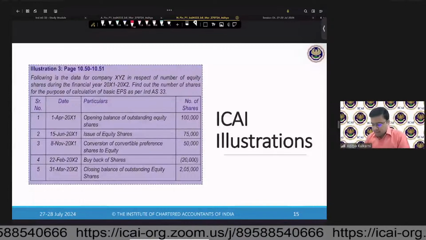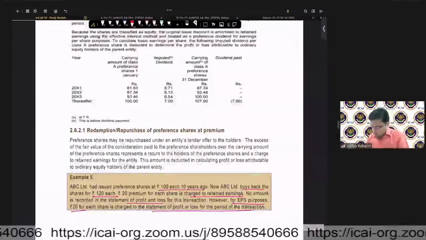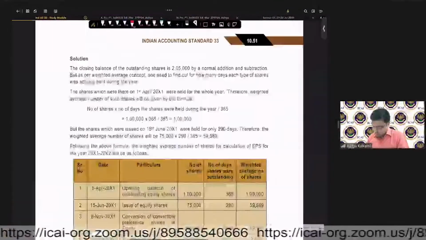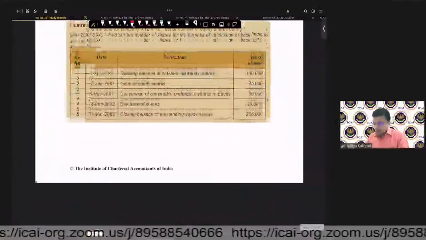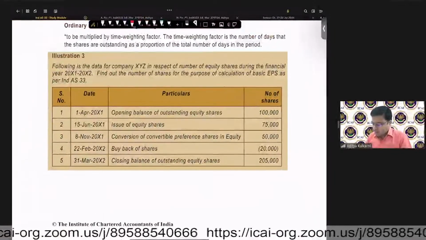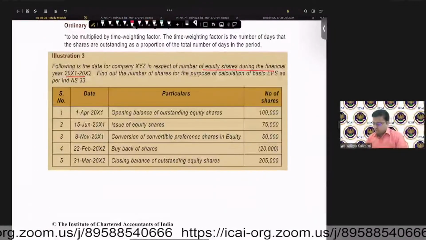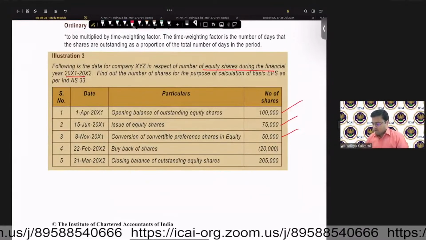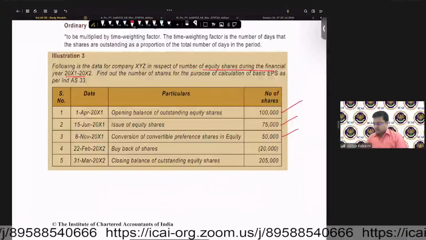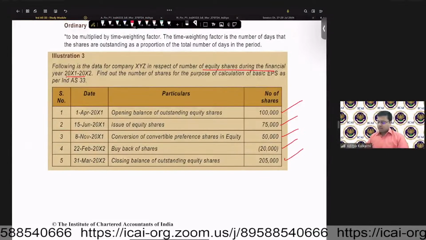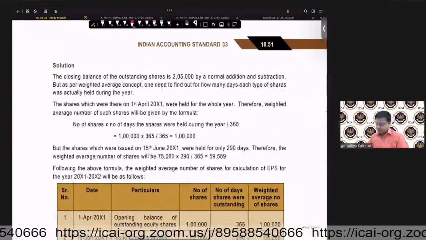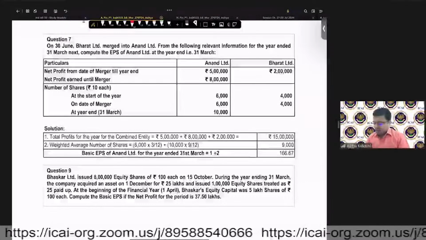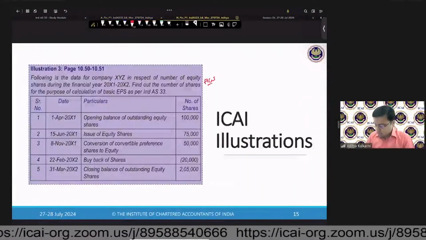So you can look at illustration 3. Let us look at what is the question. It looks to be a similar one. The following is the data for company XYZ in respect of number of equity shares during the financial year. Opening balance is given, fresh issue is given, conversion of convertible preference shares into equity is given, buyback 20,000, closing balance of outstanding equity shares. So you are fairly aware of this, right? All that you need to do is the mathematical calculation. That's it. So I leave this for homework.